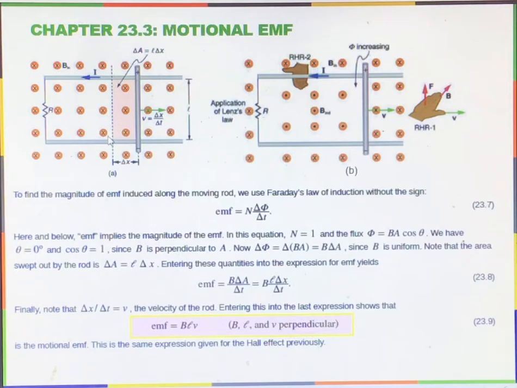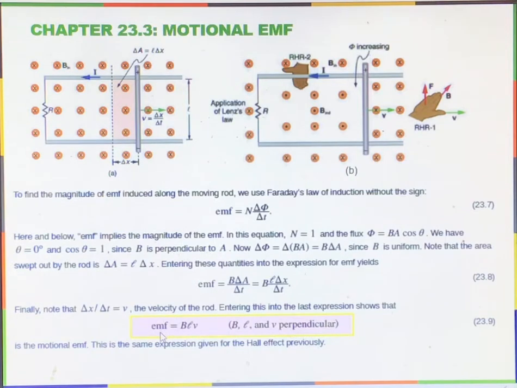So this is the change in area right here. If I substitute the change in area, which is the length times the change in x, and divide that by the change in time, then I can derive, because I know that the change in x over change in time is just the speed or the velocity of this wire right here. So I can derive this equation here.